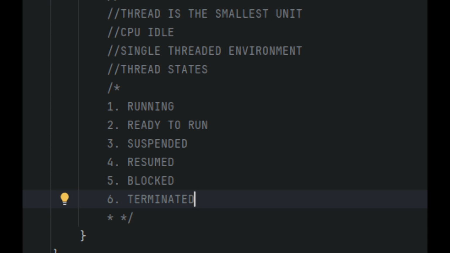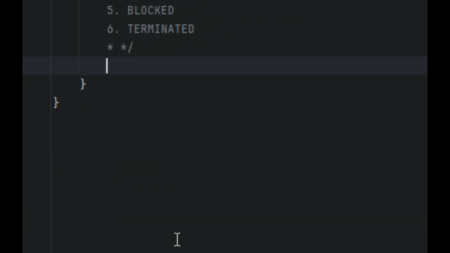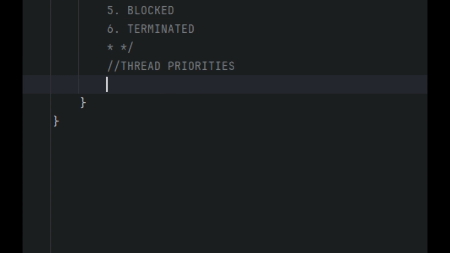Now, let's look at thread priorities. How are these threads given priority in terms of when they are being executed, when they are being run? How are they given priority? So we are talking about thread priorities. Now, thread priority determines how a thread should be treated with respect to other threads.